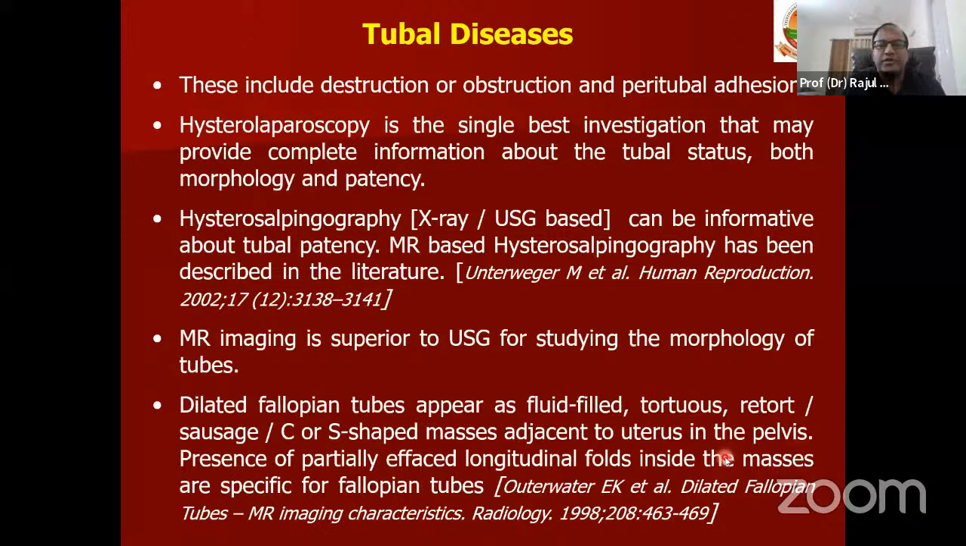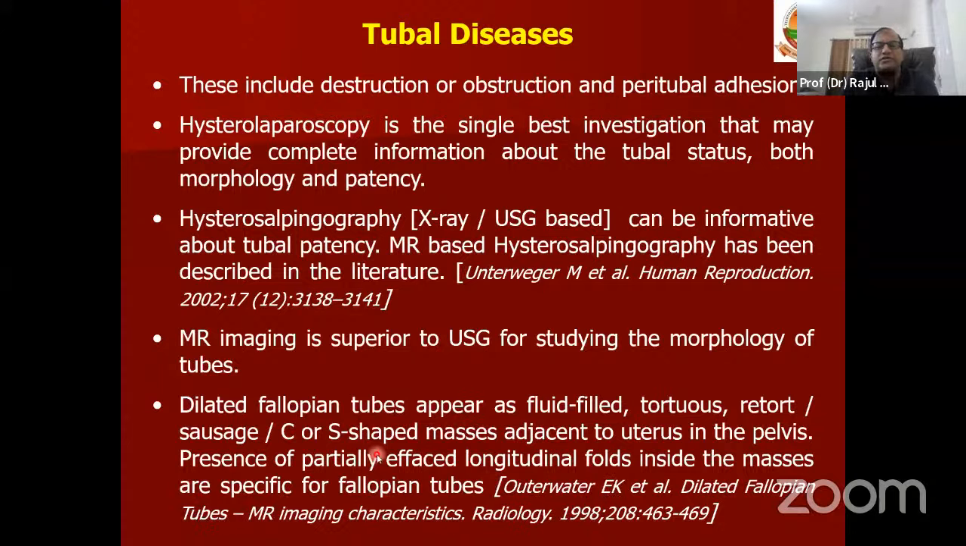MR imaging is superior to ultrasound for study of the morphology of the tubes. Dilated fallopian tubes on imaging can appear as fluid-filled, tortuous, retort-shaped, sausage-shaped, C or S-shaped masses. So there are multiple morphological shapes adjacent to the uterus in the pelvis. Presence of partially effaced longitudinal folds inside the masses is specific for the fallopian tube.